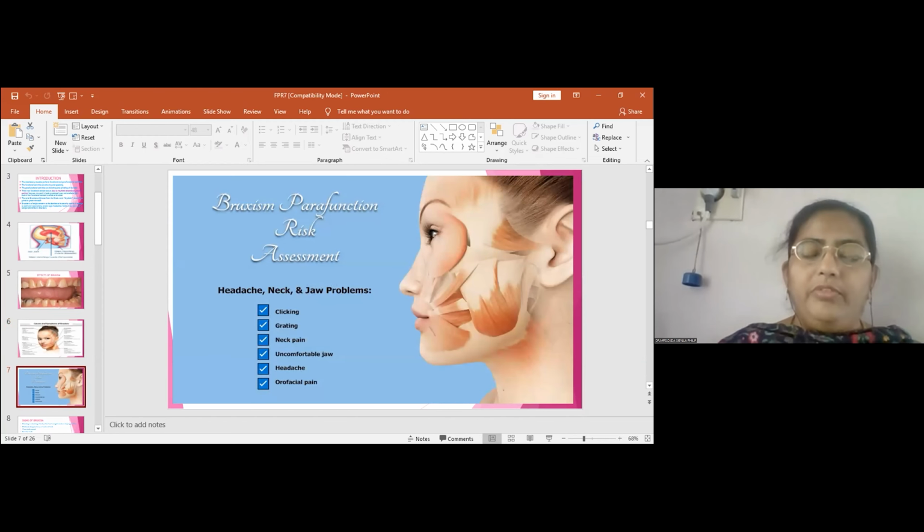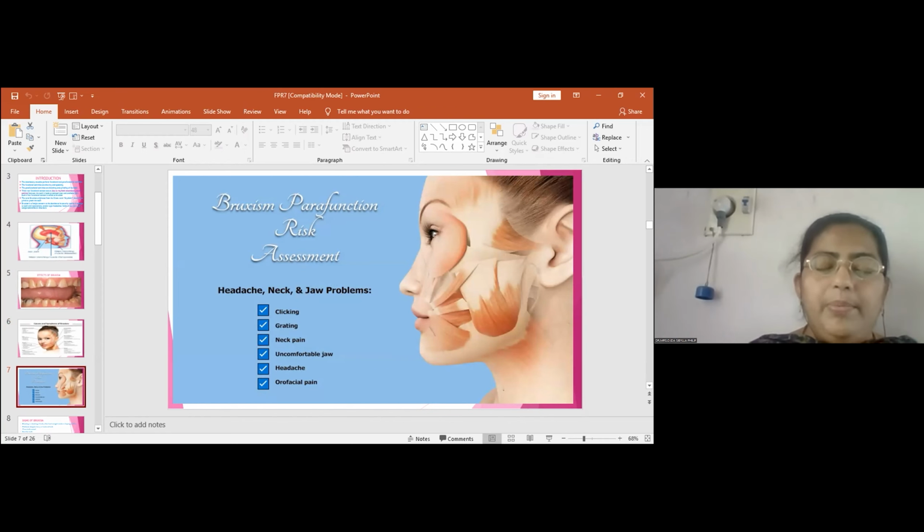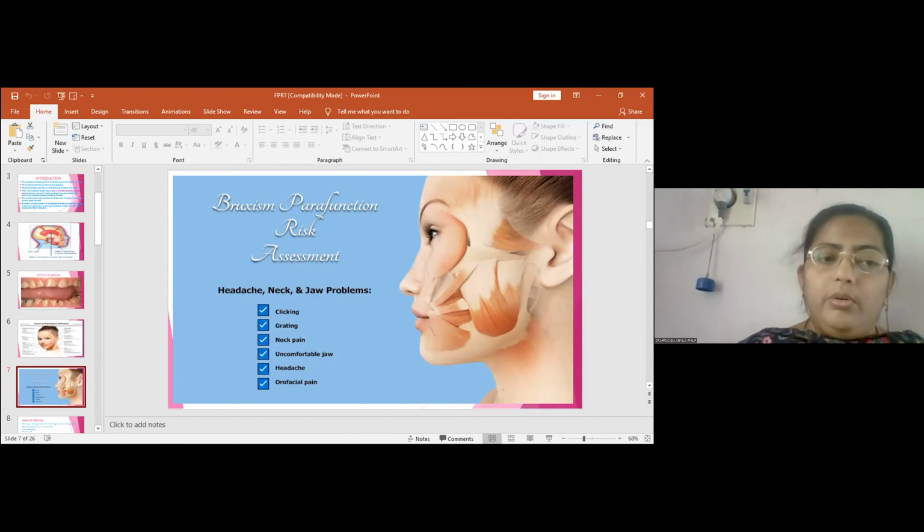When we have to assess a patient, we have to see whether there is a parafunctional habit. We have to do a risk assessment by checking for headache, neck, and jaw problems, whether the patient has clicking, grating, neck pain, an uncomfortable jaw, headache, and orofacial pain.